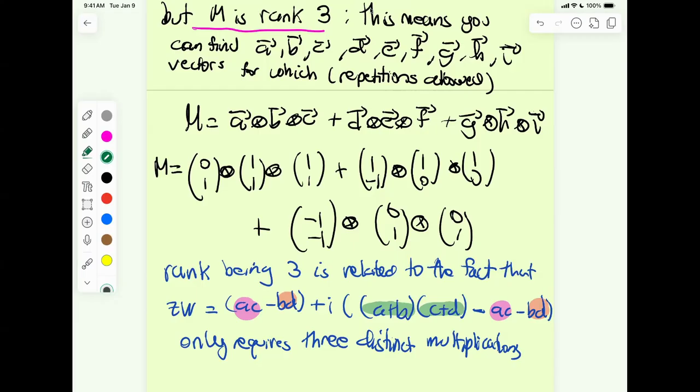But yeah, the tensor decomposition is not always unique. You do need extra assumptions for the uniqueness of the factors.